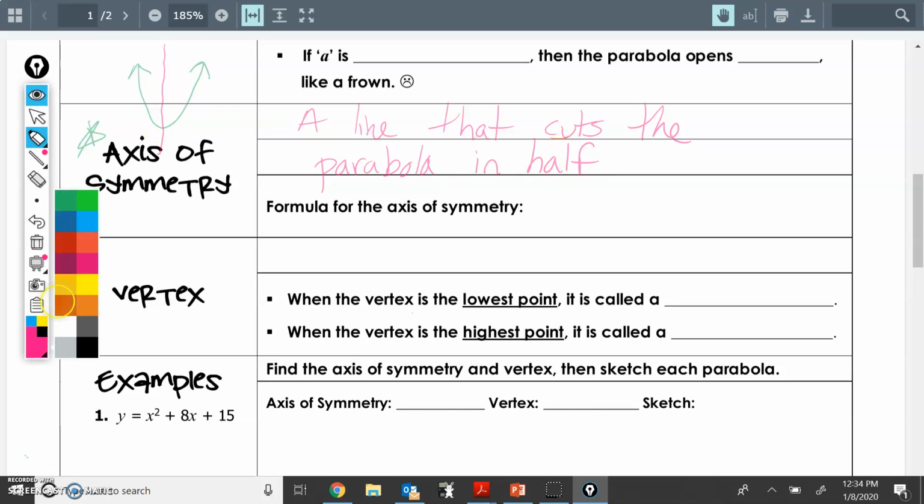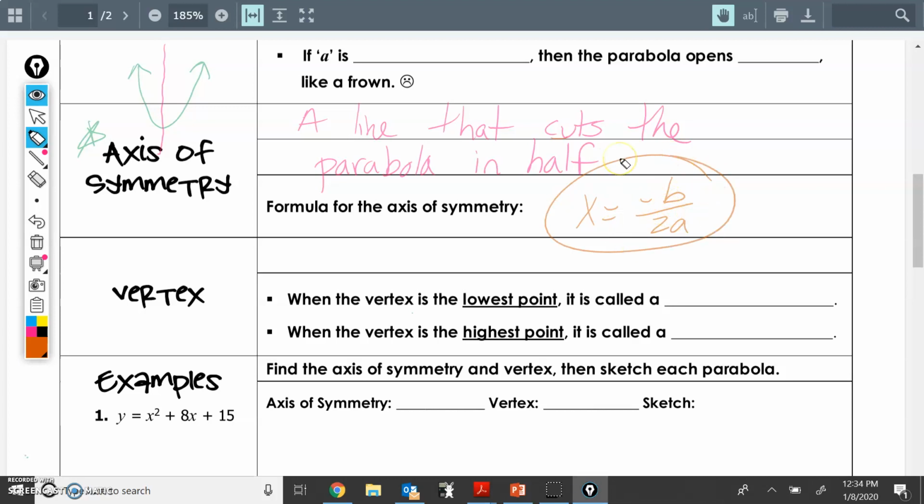The important formula that you have to memorize: x equals negative b over 2a. Kind of looks similar to the quadratic formula. It's a piece of the quadratic formula. Actually, this piece and the discriminant formula from last week together make up the quadratic formula. It's kind of cool. So this is the axis of symmetry formula. We're going to use that to find the line that cuts parabolas in half.